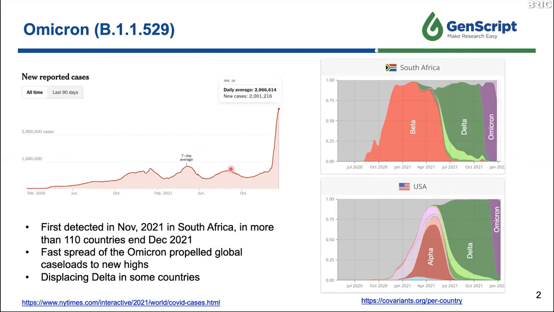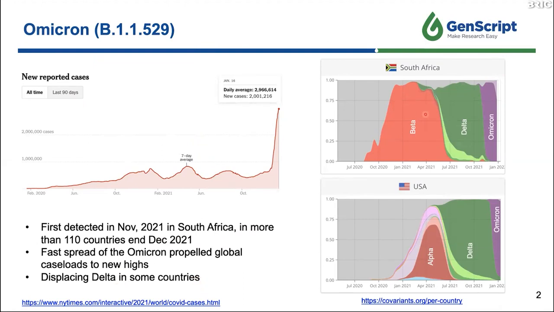We can see that due to this fast spread of the Omicron variant, it has propelled the global caseload to new highs. Currently the daily average is almost reaching the level of 3 million. Due to this very fast increased transmissibility of Omicron, it is displacing Delta in several countries.